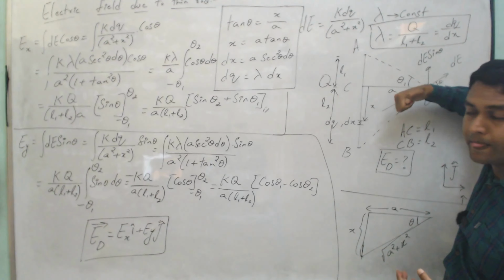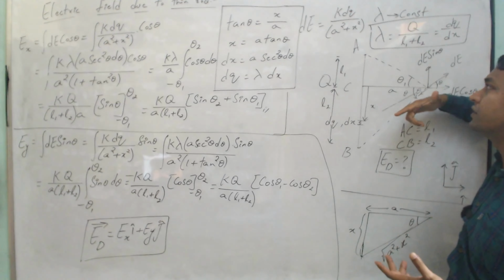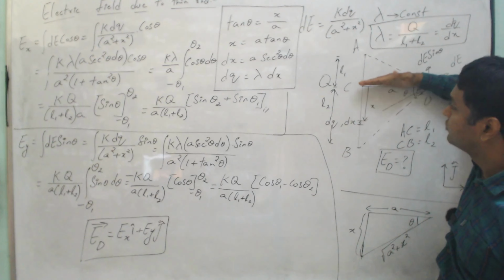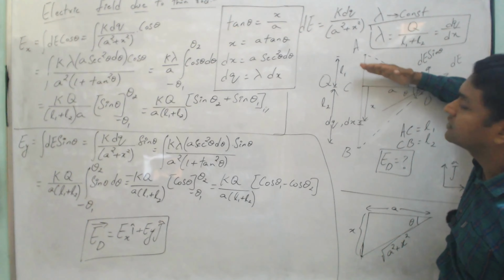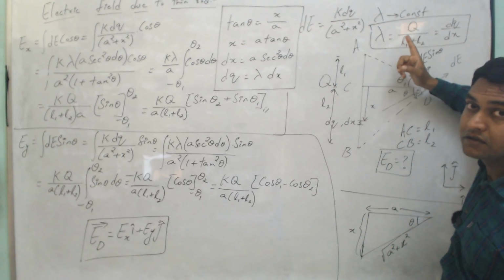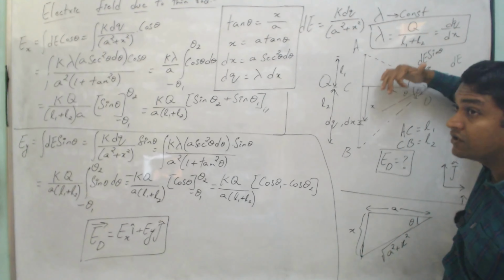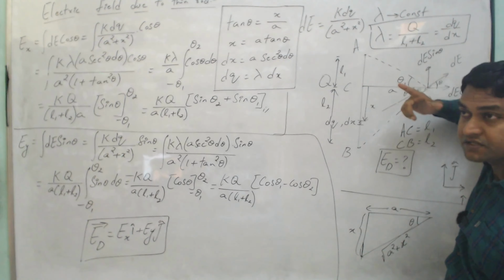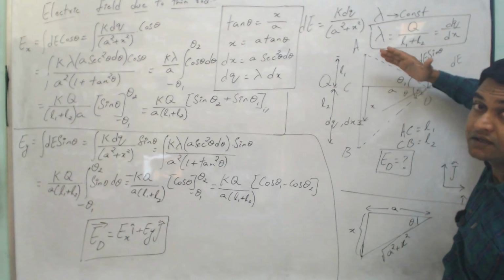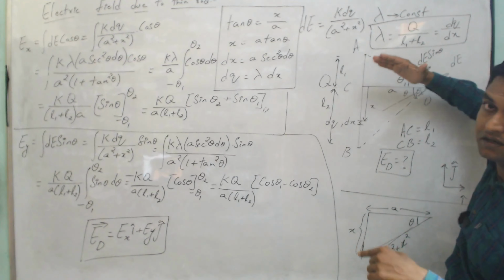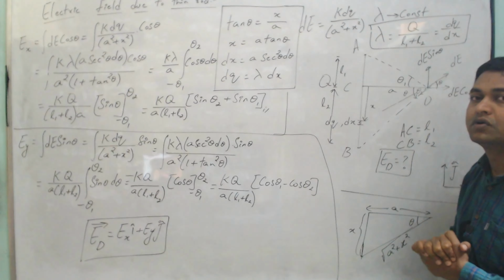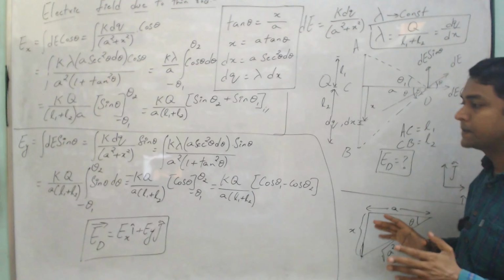Okay? Yes, sir. Therefore, my limits of theta will be, if you imagine it going clockwise. If I say anti-clockwise positive, that means my limits are going to be minus theta 1 to plus theta 2. Yes, sir. Is this clear?